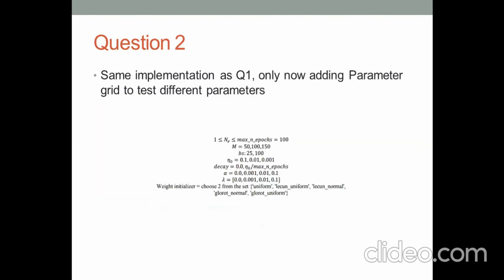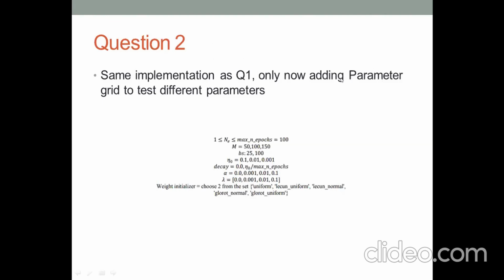Question 2. Okay, so this is question 2. I implemented everything that was asked: maximum number of epochs, the hidden neurons, the batch size, initial learning rate, decay, momentum, regularization factor, and weight initializer. This part was the most resource consuming and time consuming from the whole project. I used the same implementation as question 1.